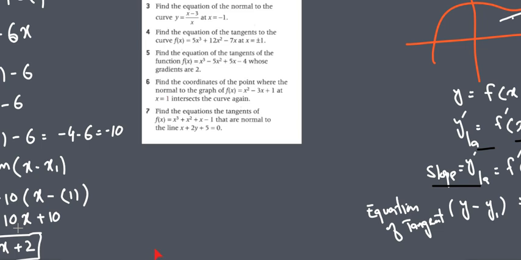In question number 3, we have to find the equation of the normal to the curve at x equals negative 1. Now keep the basic definition in your mind. What is the normal to the curve? The normal to the curve is basically perpendicular to the tangent, right? So how can I get the perpendicular? If I have to get the perpendicular to the tangent, I have to find an equation which would be perpendicular to the tangent at that point.